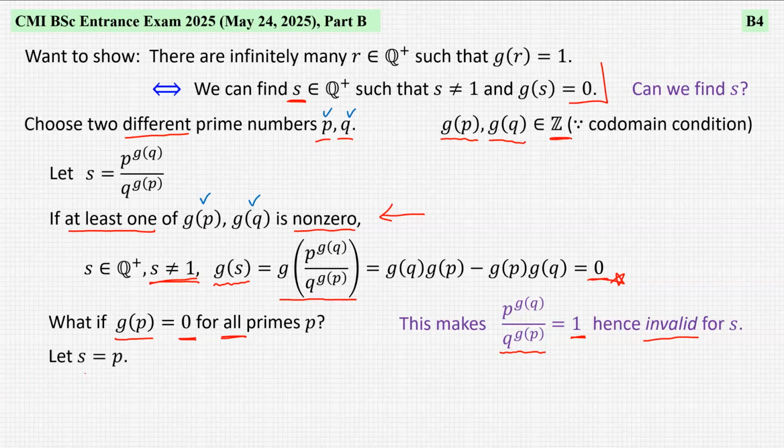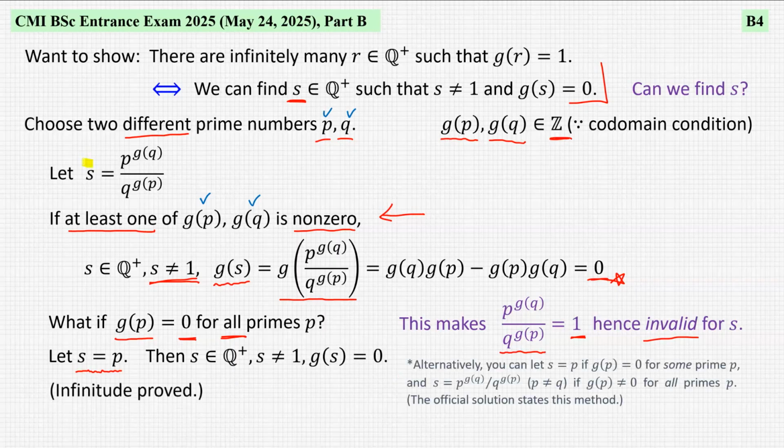Well, in that case, we just let s be any prime number p. Then you can easily notice that the conditions in the equivalence statement are satisfied. Therefore, we can always find the appropriate rational number s, whatever the values of function g may be. Hence, the infinitude of r is also proved. And this concludes the entire problem C.